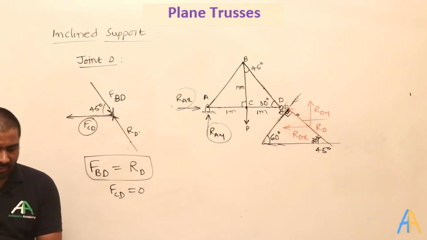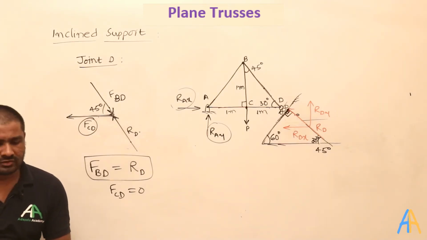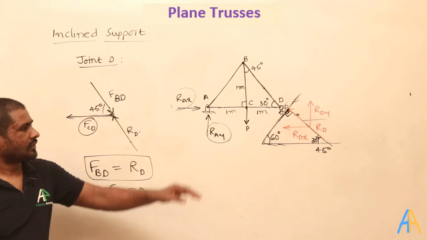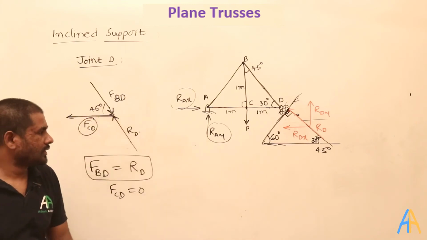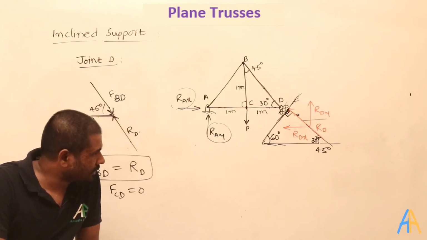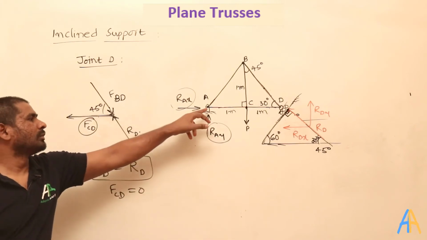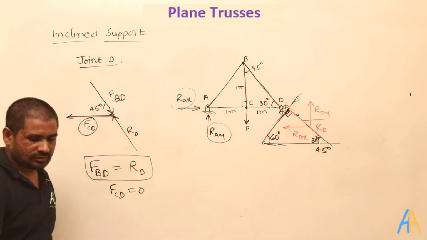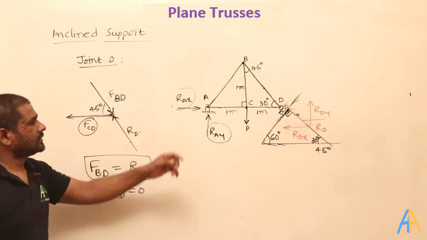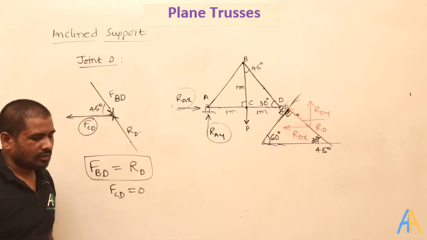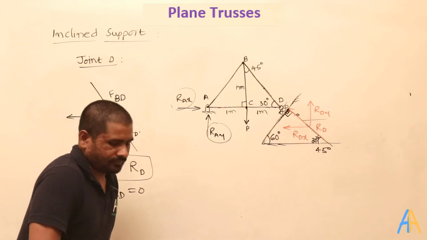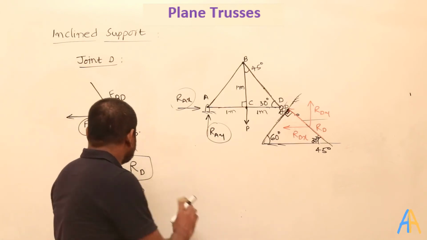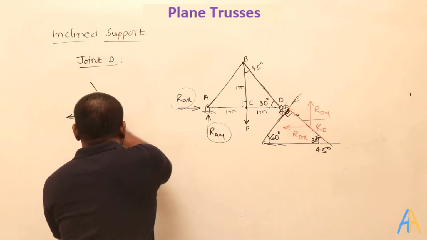Otherwise, if the angle is not matching, then how do we proceed? Our usual procedure is: you resolve the RD into the horizontal and vertical components, and then you apply the moment here so that you will find out, and after that, by using the angles, we can find out the rest. For example, here in this case, we will find out the components here.